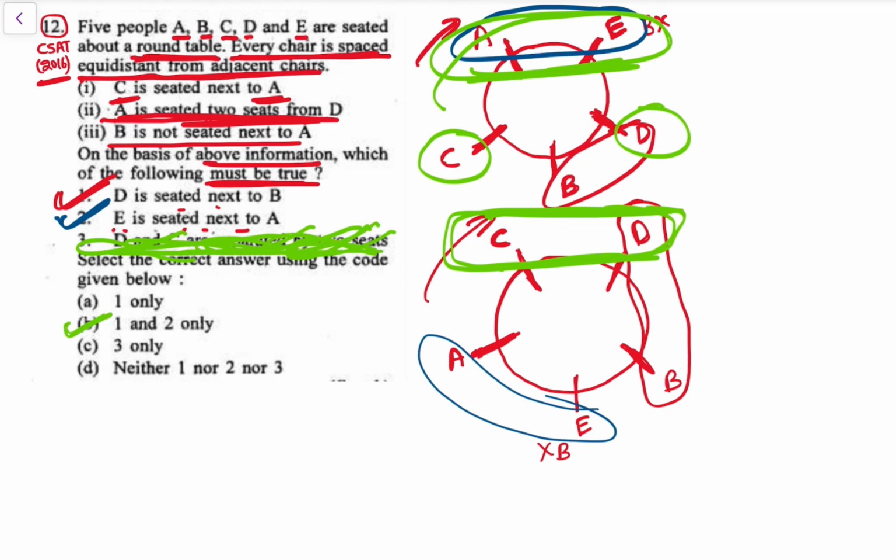So option B, 1 and 2 only, is the correct answer. The ones which are correct in all the possible cases must be true. So these 2 are true, but this is not true: D and C separated by 2 seats is incorrect, because they are side by side in one case.